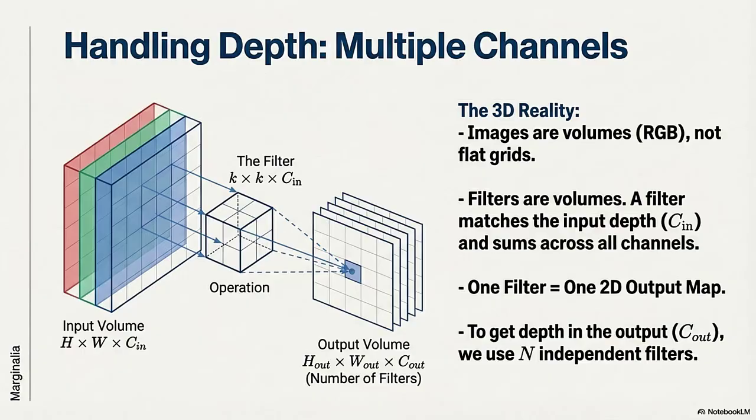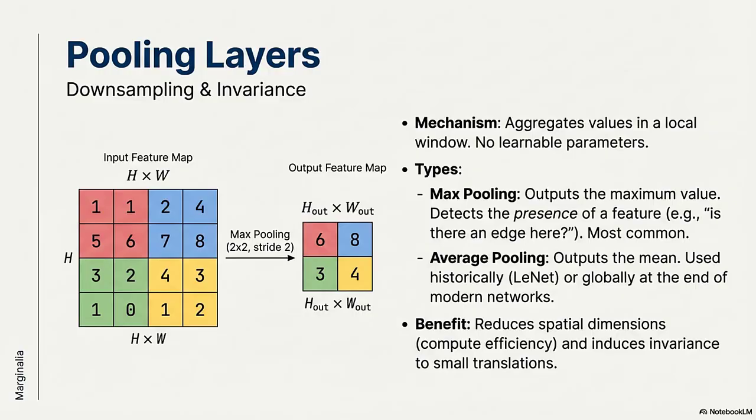How do we create depth in the output then? Simple. We just use a whole stack of different filters on the same input. Each filter learns to find a different pattern, and we stack their 2D results together to form a new deep output volume. Another very common way to downsample is with a pooling layer. Now, unlike a convolution layer, pooling layers have no learnable parameters at all. They're just a fixed operation. The most popular kind is max pooling.